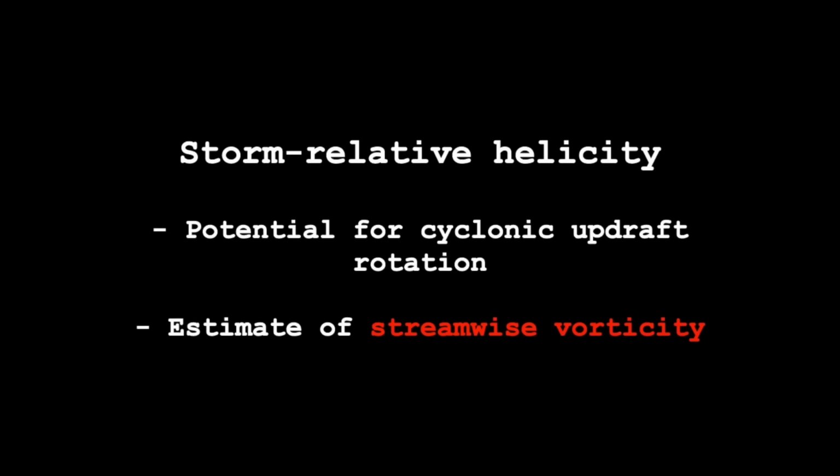On the same token, the ZDR arc is tied to storm relative helicity, which is essentially a measure of the potential for cyclonic updraft rotation in supercells, generally below 3 kilometers above ground level. Storm relative helicity is an estimate of streamwise vorticity in the environment.